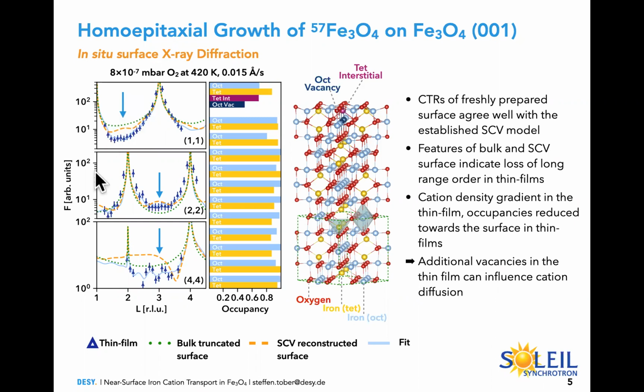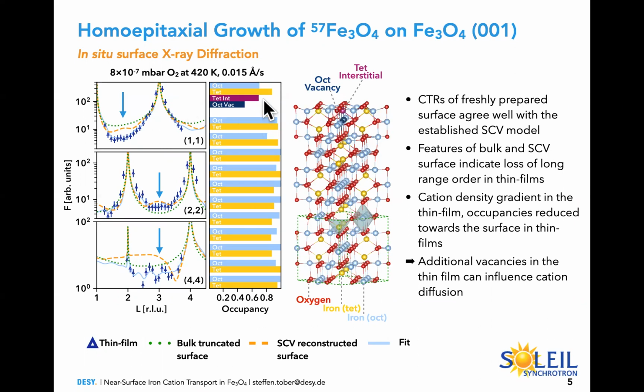And I've shown these CTRs in comparison with a simulation for a bulk truncated magnetite surface and an SCV reconstructed magnetite surface. The subsurface cation vacancy reconstruction is the most common reconstruction on the magnetite 001 surface. And comparing this with the actual data, it's obvious that there are features of both the bulk and the SCV reconstructed surface, which is nice as it shows that we've really grown something which is very, very close to stoichiometric magnetite. And at the same time, it shows that it's not perfectly ordered, most likely due to the low substrate temperature during the growth we used to prevent interdiffusion between the different cations.